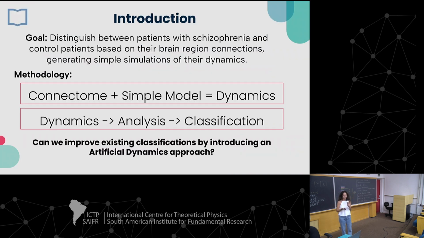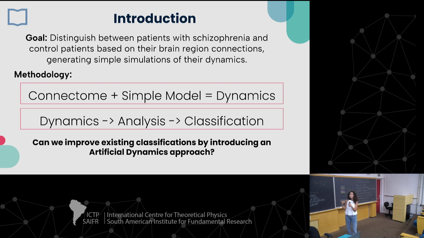Throughout the whole project, our main goal was to distinguish between patients with schizophrenia and control patients based on their brain region connections, generating simple simulations of their dynamics. So we started with structural connectomes that we got from Synodo. With that connectome of 83 regions, we added a simple model that I'm going to explain later, and we got artificial dynamics. With these dynamics, we did an analysis, and then we tried to classify between both groups.